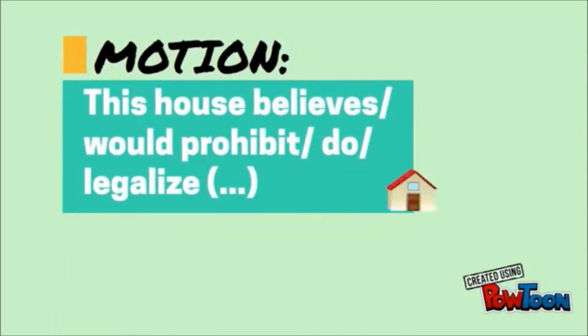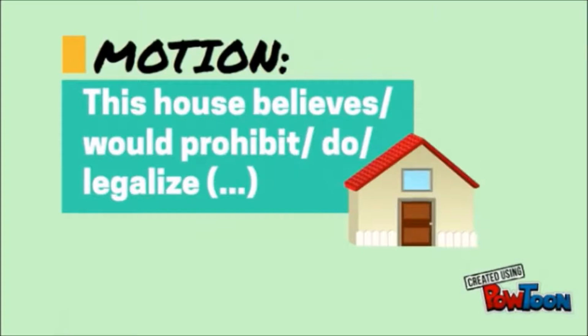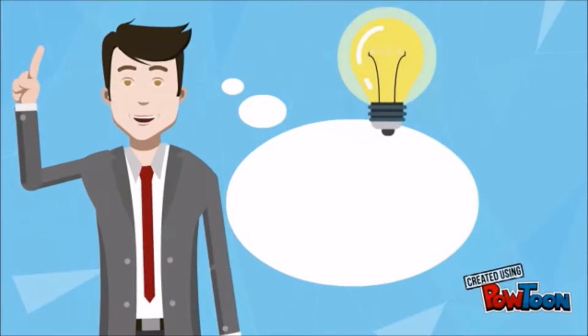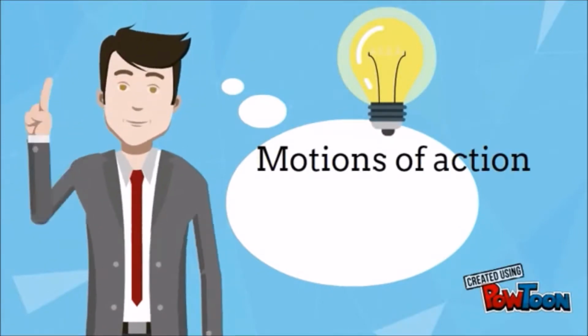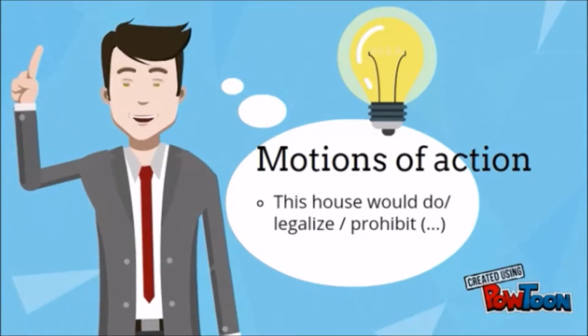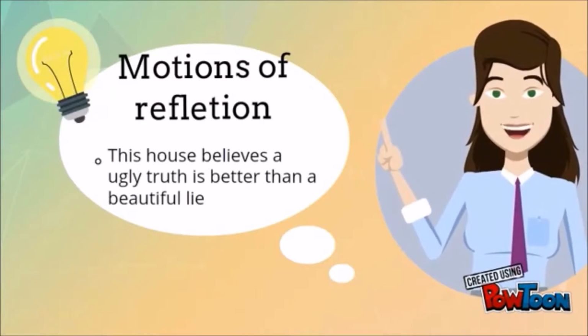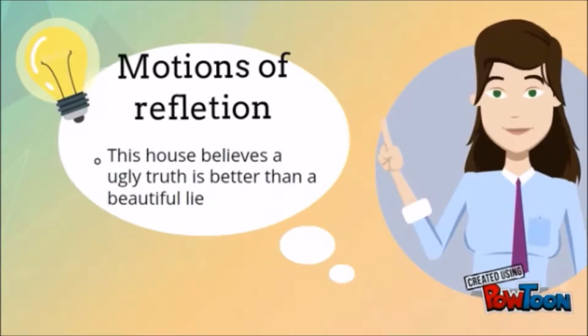The motion tells you what you'll be debating about. Examples are, this house believes, would prohibit, or legalize something. The motion can be of action, when it's proposing you to do anything or to make a measure about something, like this house would legalize light drugs, or it can be a motion of reflection, which means you're debating moral or philosophical principles and not actions, like this house believes an ugly truth is better than a beautiful lie.